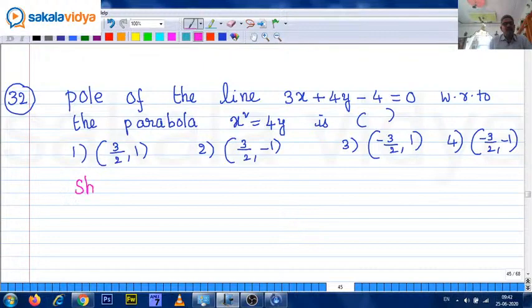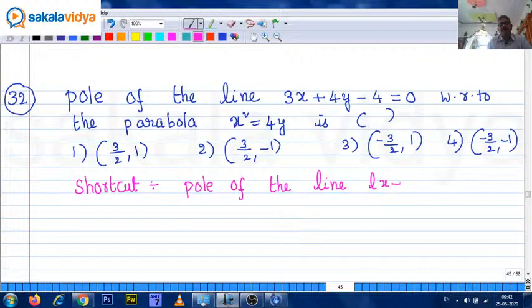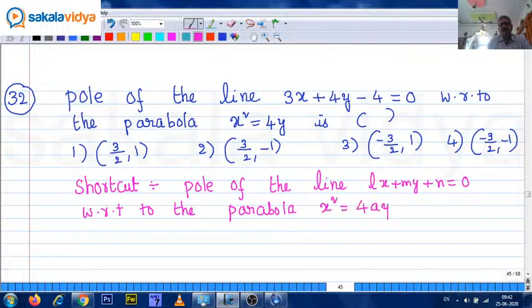So write down the formula for this one, the shortcut formula. Pole of the line, instead of the given line you take a general line, Lx plus my plus n equals to 0, with respect to the parabola x square equals to 4ay is, so remember this one formula as minus 2al upon m comma n upon m.